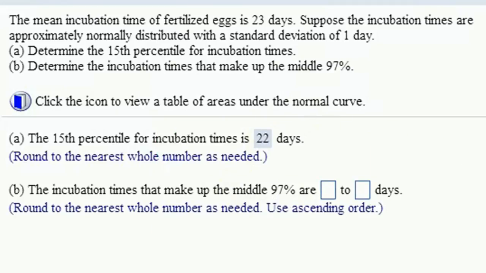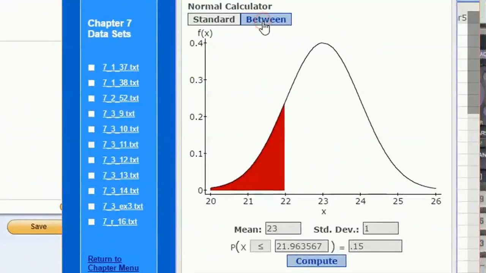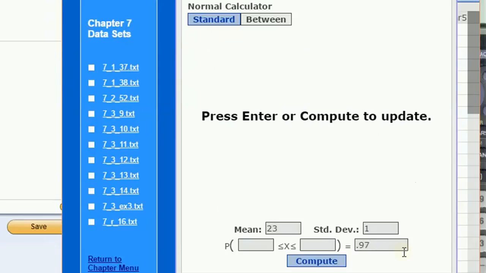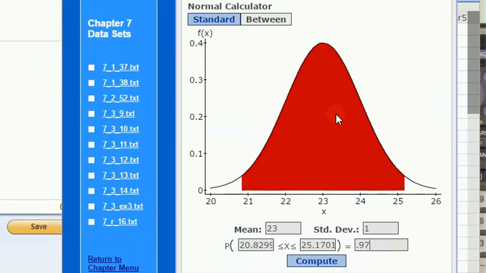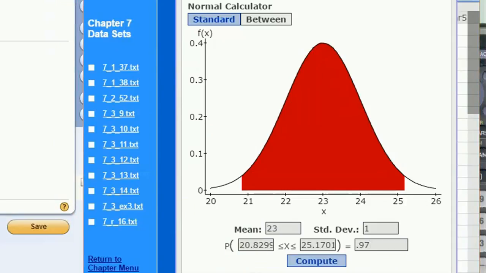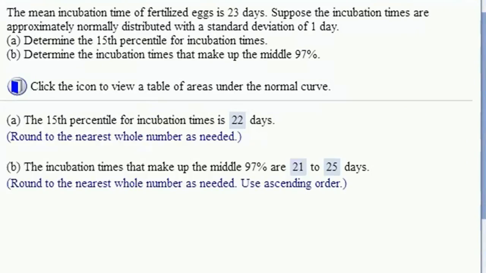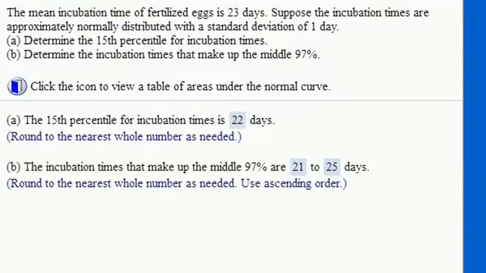The middle 97% can be found using the between calculator. The between calculator, if you type in a probability, will always find symmetric cutoffs, symmetric about the mean. So you can see what we have. Rounded to the nearest whole numbers, it's 21 days to 25 days. Okay, so that's how, given a percentage or probability, you can type that in here, hit compute, and it'll calculate the cutoffs for you, either between or standard.